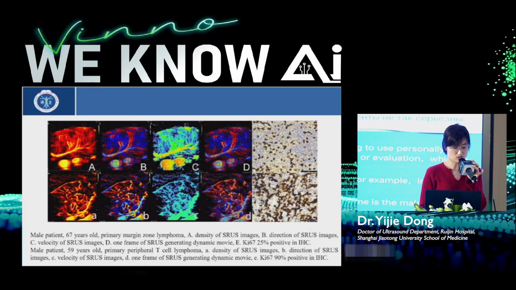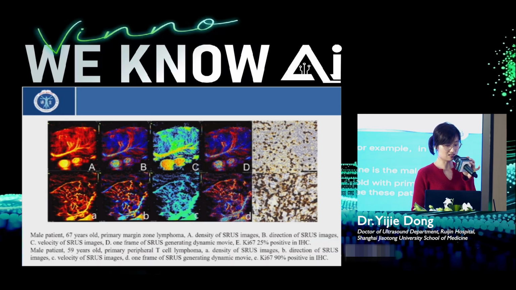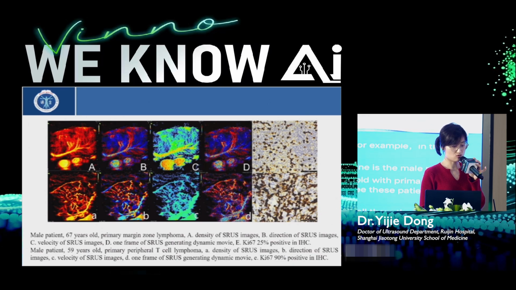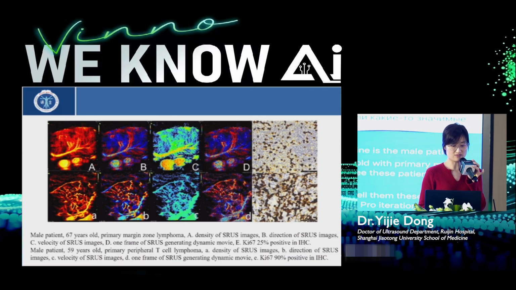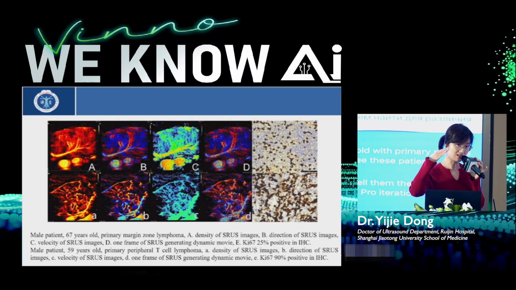But the next one, a male patient of younger age, has a primary peripheral T-cell lymphoma. And this patient has Ki-67 90% positive. So we try to analyze whether there is any significant parameter that we can find to differentiate which lymphomas have a higher proliferation state and which have a lower proliferation state.